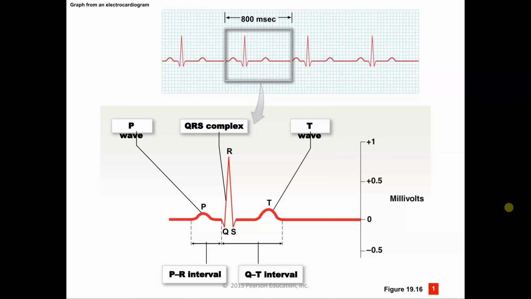So then it goes in alphabetical order: P, Q, R, S, and then we call this whole thing the QRS complex. And then the space between P and R is the PR interval, so the space between Q and T.